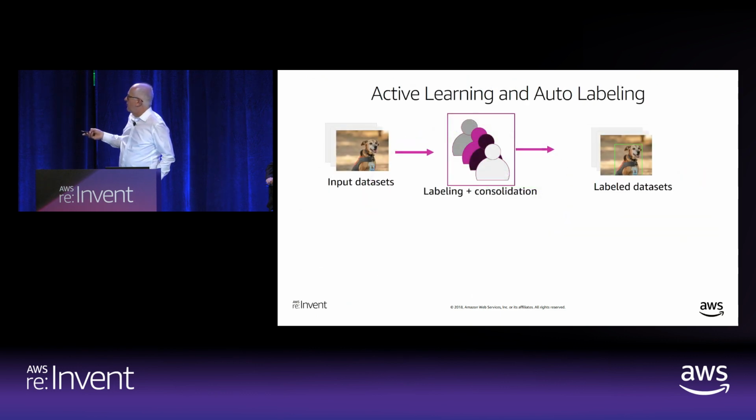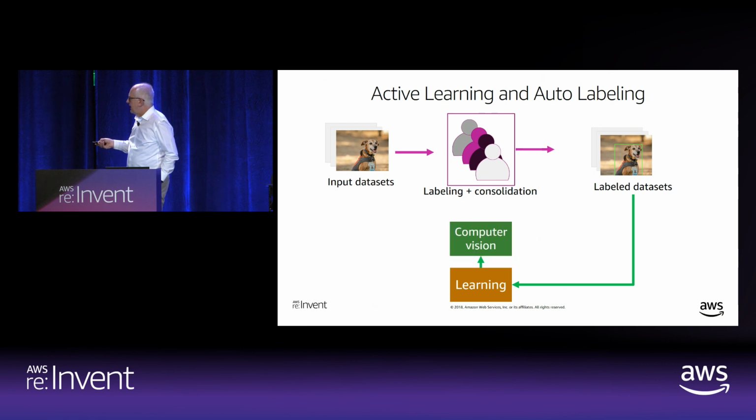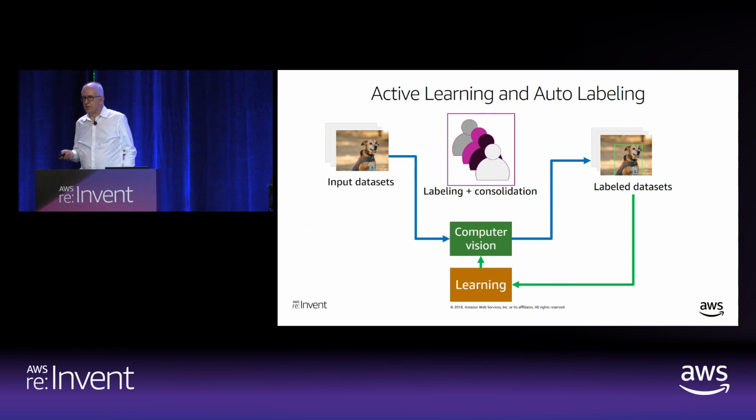So here is the idea. Once we have label consolidation, we go from input data sets to labeled data sets by combining the input from many annotators that we've seen. And now, once we start having a bunch of labeled data, maybe 1,000, 2,000 labeled data, we can start training a computer vision system that can take the input data set that you have and produce labels instead of sending it to the annotators.